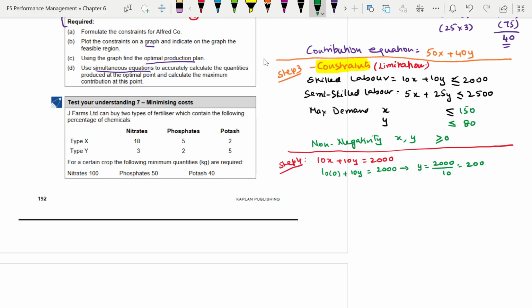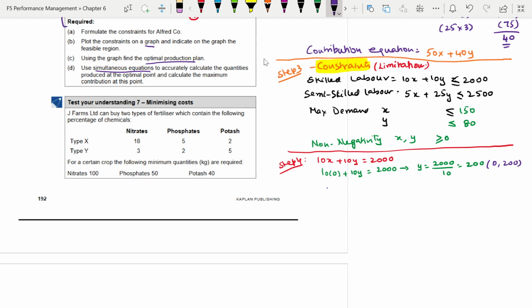It comes to 200. So one point is 200, which means it will be 0 and 200. It comes to 0 and 200. X is 0, y is 200.